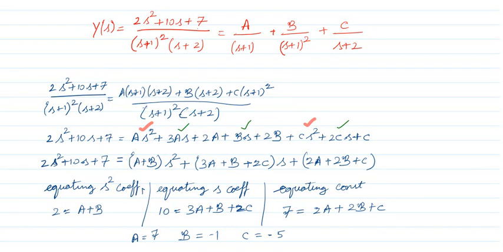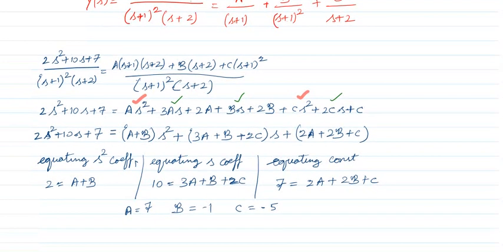Now equating the coefficients of s square. In the left side the s square coefficient is 2. In the right side the s square coefficient is A plus B. So 2 equals A plus B. Similarly equating the s coefficient: in the left side the s coefficient is 10, in the right side it is 3A plus B plus 2C. Similarly equating the constant on the left and right side, 7 equals 2A plus 2B plus C. Now you solve these three equations.